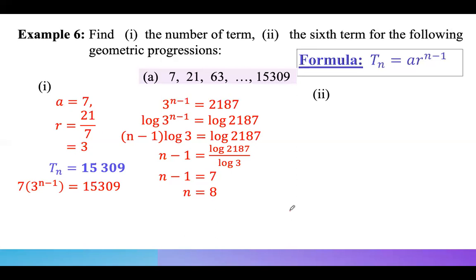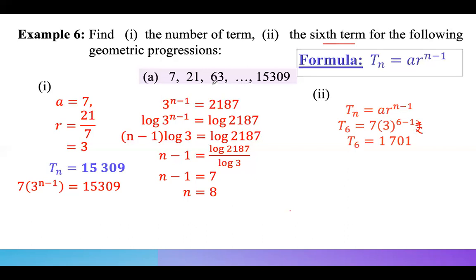Okay, number 2. We want to find the 6th term of the progression. We know what is A, what is R, so it's easy. For the 6th term, you can just multiply by 3, multiply by 3, multiply by 3, or multiply by 27, and you get the answer. If you use your calculator, just put in like this. Sorry for the bracket here. So you get 1701.